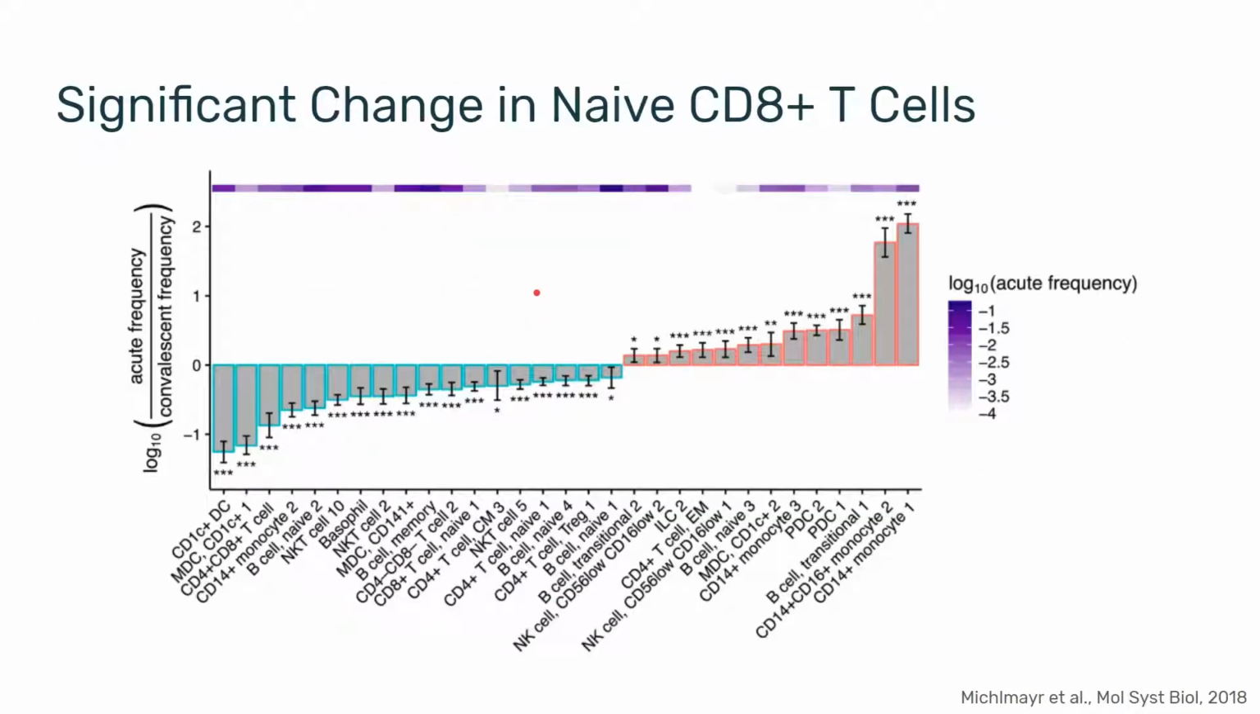One of the summary figures from this paper is this visualization where every bar is one of the cell subsets. Bars that are below the line are overrepresented in the convalescent time point, and bars that are to the right above the x-axis are those that are represented in the acute time point. So convalescent and acute. One of the subsets we see here are the naive CD8 T cells, which seem to be enriched in the convalescent.